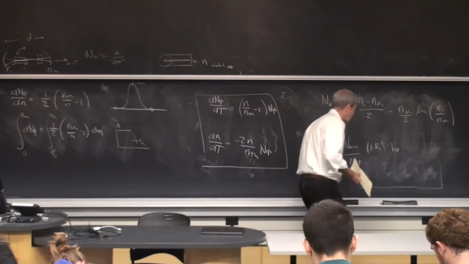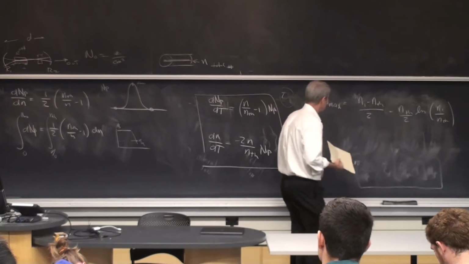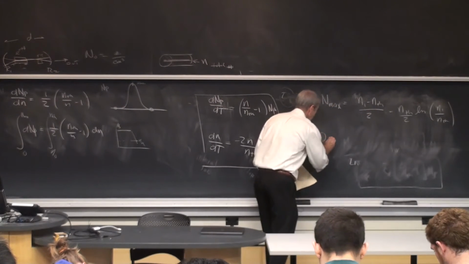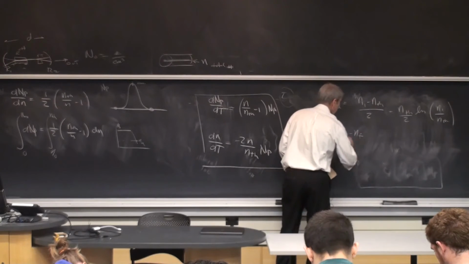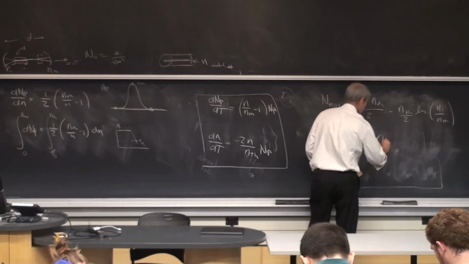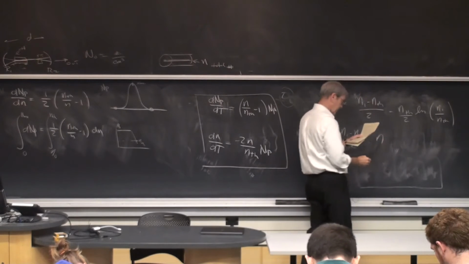a similar looking equation here, but it's going to be 0 equals n initial minus n final over 2 minus n... what do I get here? I get minus n.